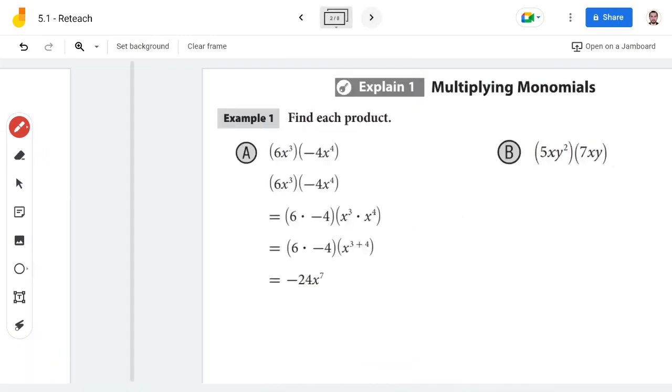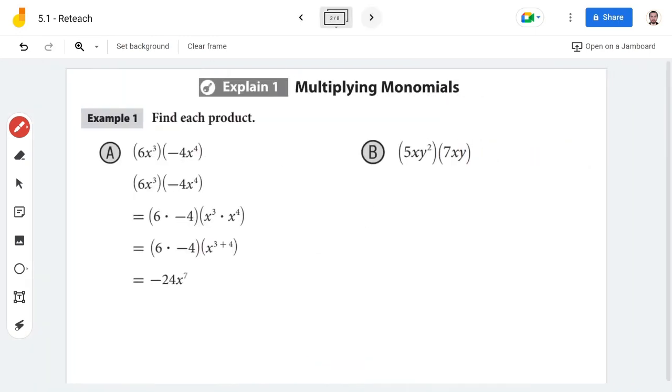Okay, let's start our lesson. Now, as you can see here, multiplying monomials. Let's have a look at this example. Let's say we have 6x to the power of 3 times negative 4x to the power of 4.